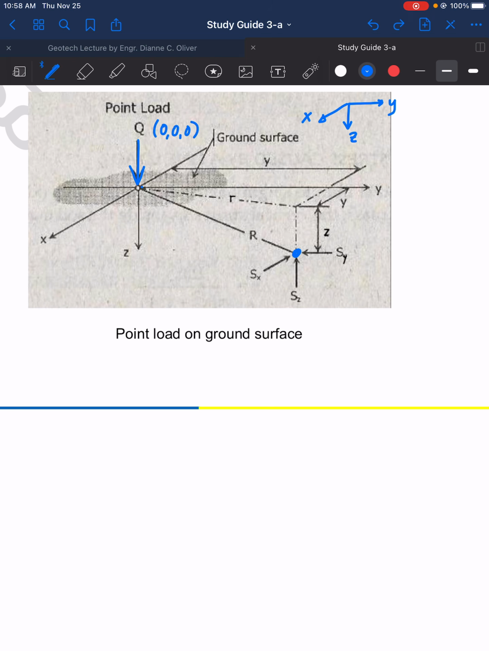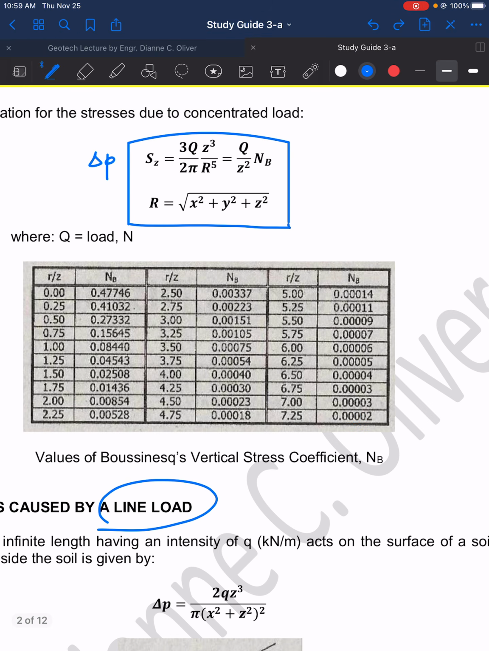Okay? So, having the value for small r here, we can get the value for r divided by the depth z. Now, if we get the value for r over z here, we can get the value for N sub B. If we get the value for N sub B, then we just insert it here in the equation, and we can now compute for delta P.